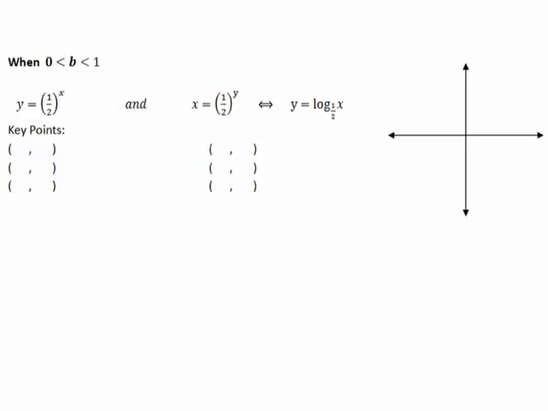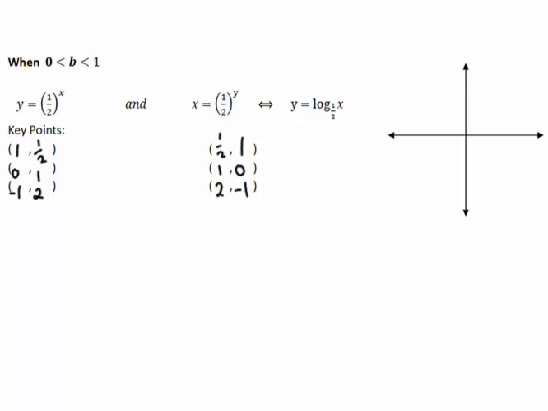What if the base is between 0 and 1? Well, we realize with the exponential, it doesn't change our key points. Still 1, 0, negative 1. Still the base, 1, and the reciprocal of the base, which in this case will be 2. So if we want the inverse, we'd be at 1/2 and 1, 1 and 0, and 2 and negative 1.